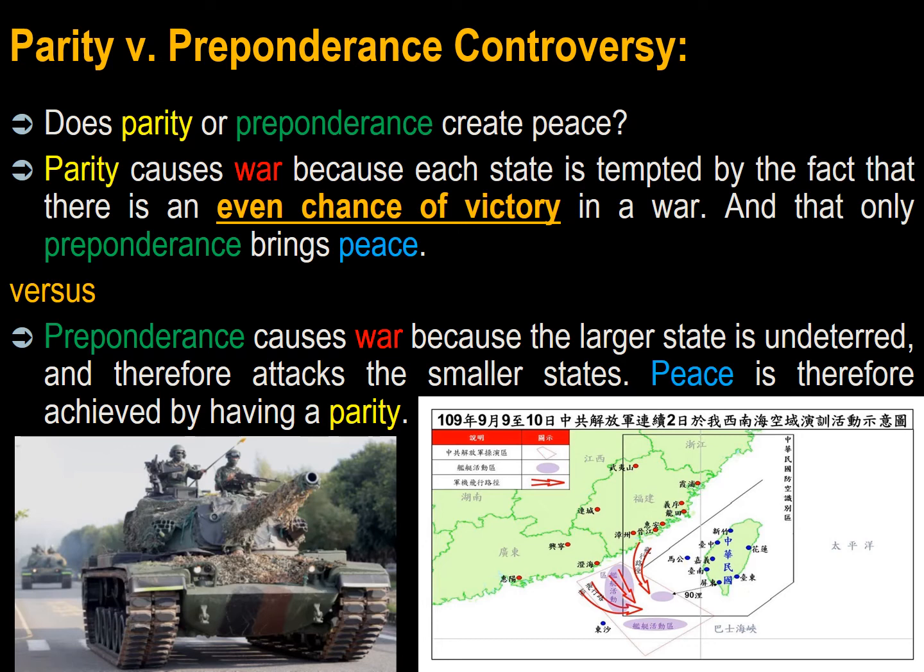Now, the other conception is that preponderance causes war because the larger state is completely undeterred. They can do anything they want, and therefore they can attack the smaller state at their leisure. And so to achieve peace, you want to achieve it by having a parity. This is the logic, for example, of Israel in the Middle East. The Israelis think in order to maintain their independence and to maintain peace, they must maintain at least enough strength to deter a coalition of their attackers.